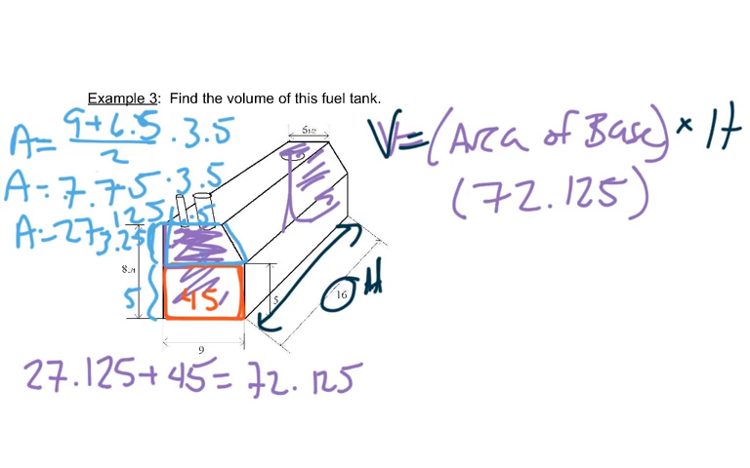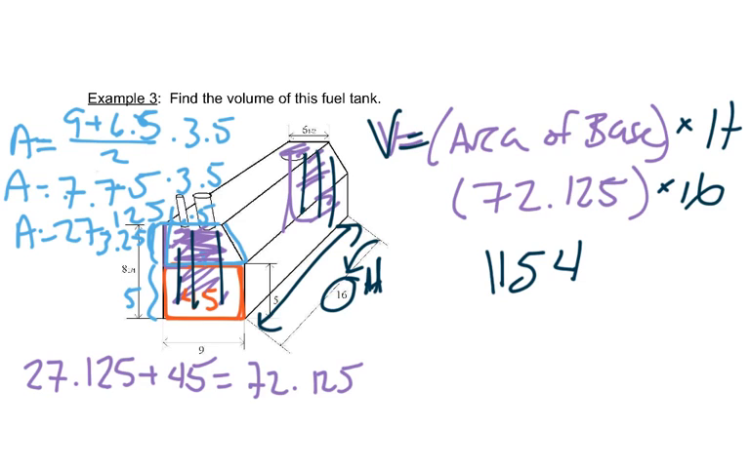And the height we said was 16, this distance between this flat surface and this flat surface. So I'm going to take 72.125 and multiply by 16, and I get 1,154 cubic units.